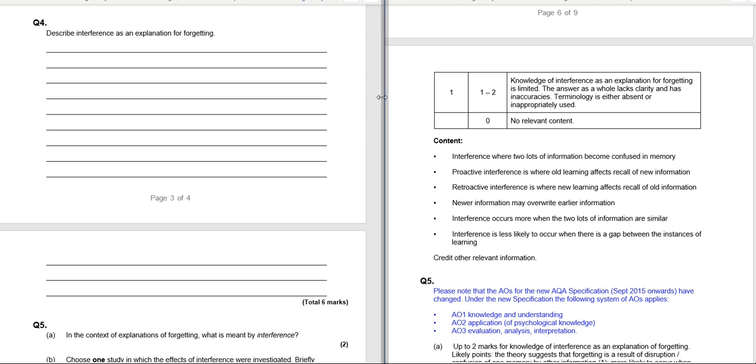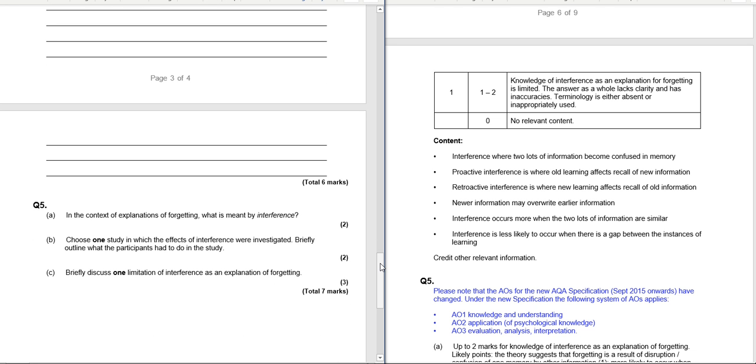This is quite a short question, and as you can see, the mark scheme's in blue, so this isn't a complete mark scheme yet. In the context of explanations of forgetting, what is meant by interference? And the reason it says that there is because, remember, we have got a bit of interference when we're looking at things like the multi-store model. Because interference can occur, which can cause memories to decay.